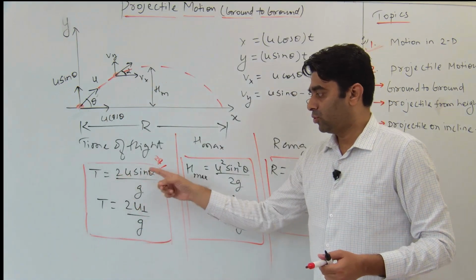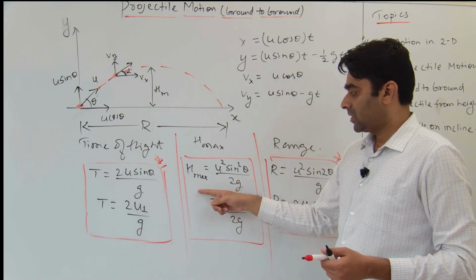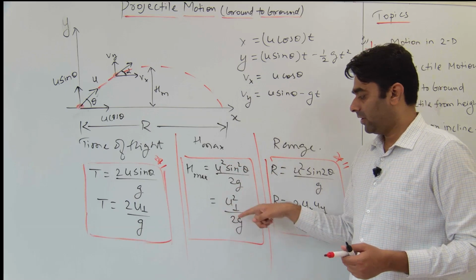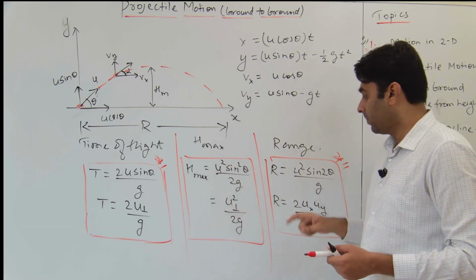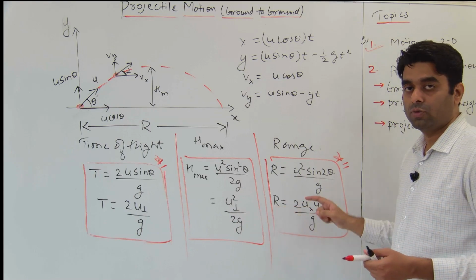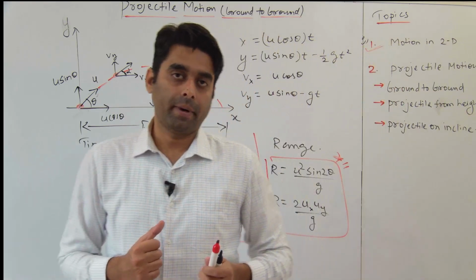Time of flight is 2u sin theta by g, which we can write as 2u perpendicular by g. Maximum height is u square sin square theta by 2g, which we can write as u perpendicular square by 2g, and range is u square sin 2 theta by g, which can be written as 2 ux uy by g. So these are the parameters that we should have in mind. Let us look ahead.